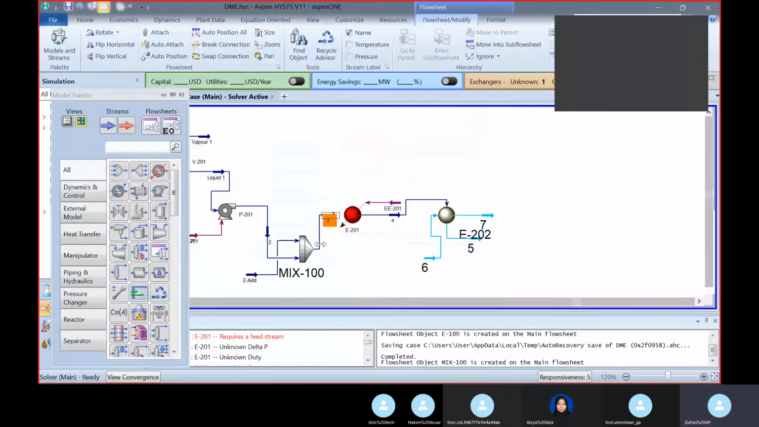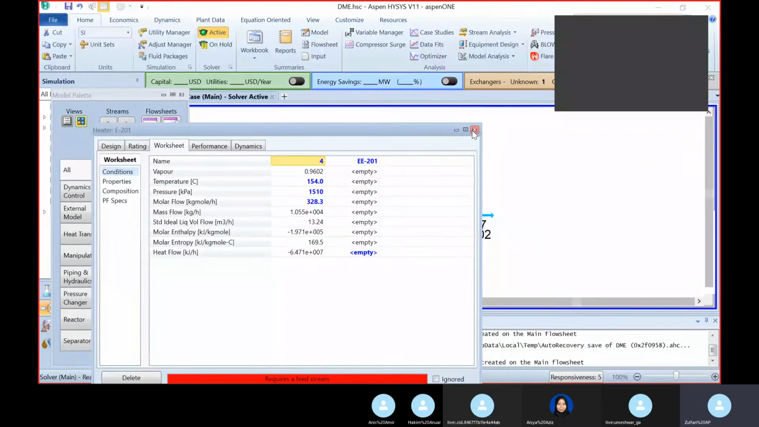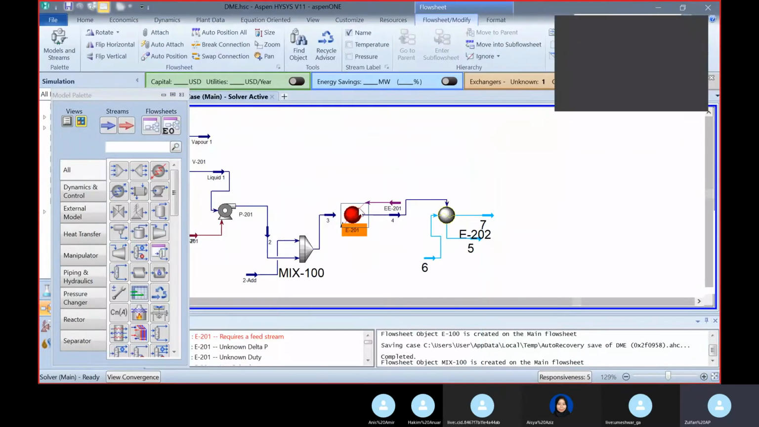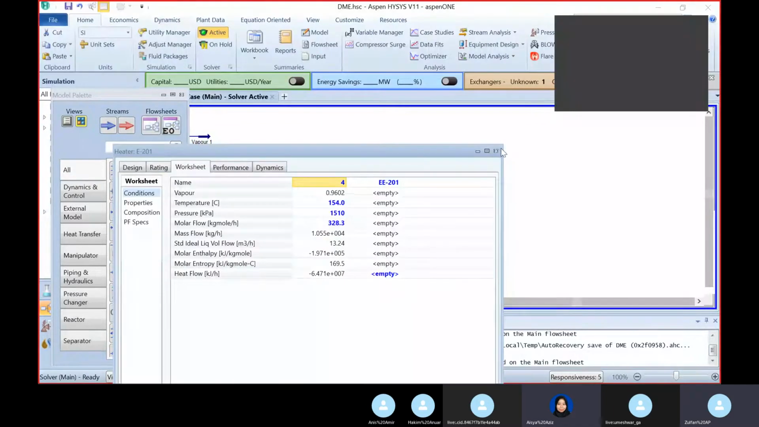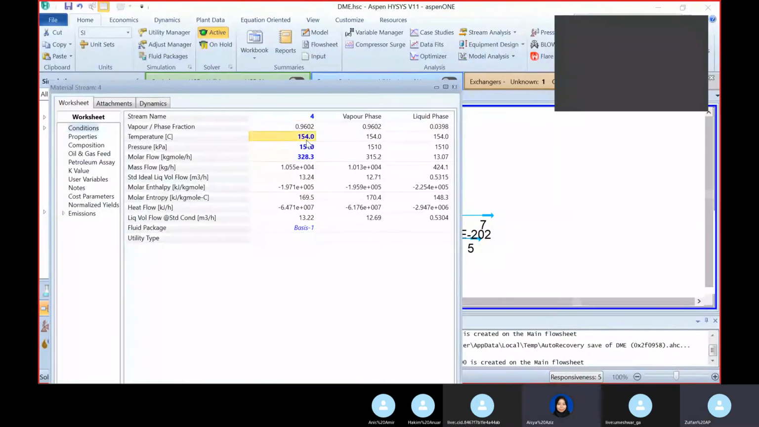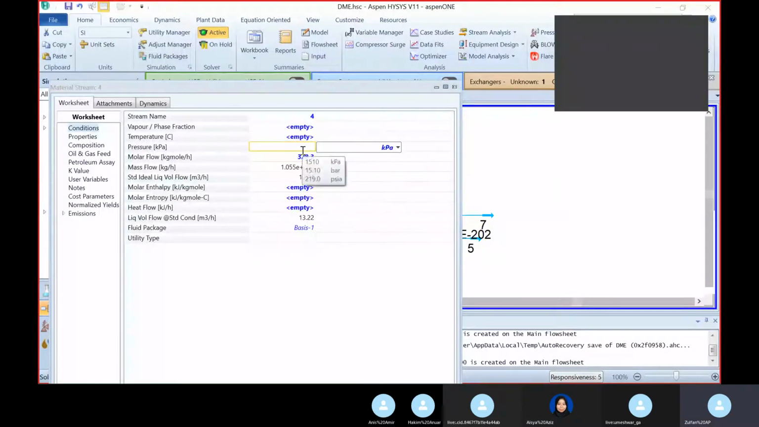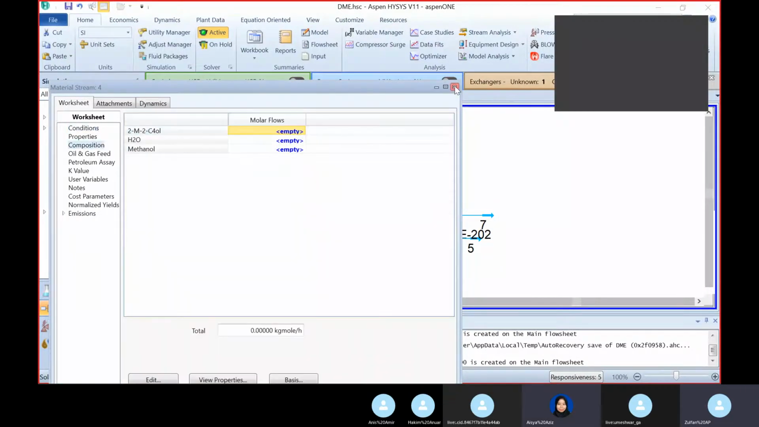Okay, so now we go to the heat exchanger 201. You see this stream number 4 is already calculated. Very strange, because you specified the stream number 4, which you should not do. So you remove any information that you put in the exchanger and then the stream 4. Don't disconnect, just remove any information in stream 4. Remove all of this, because this temperature, pressure, molar flow rate, and composition will be calculated accordingly. Okay, very good.